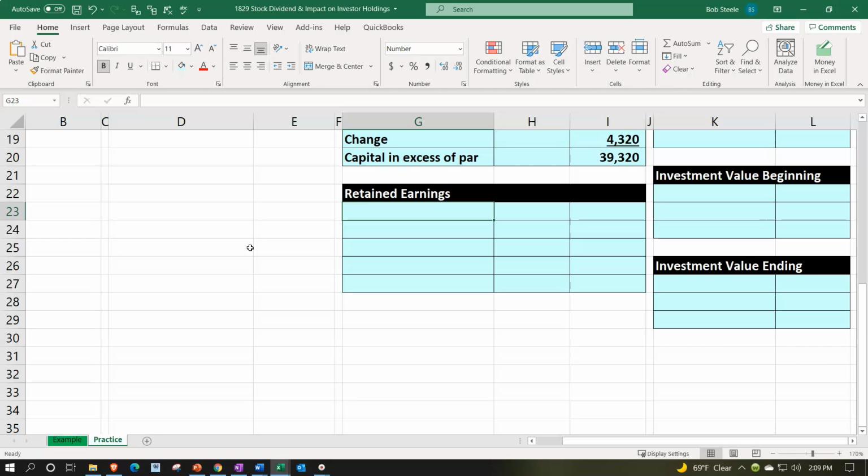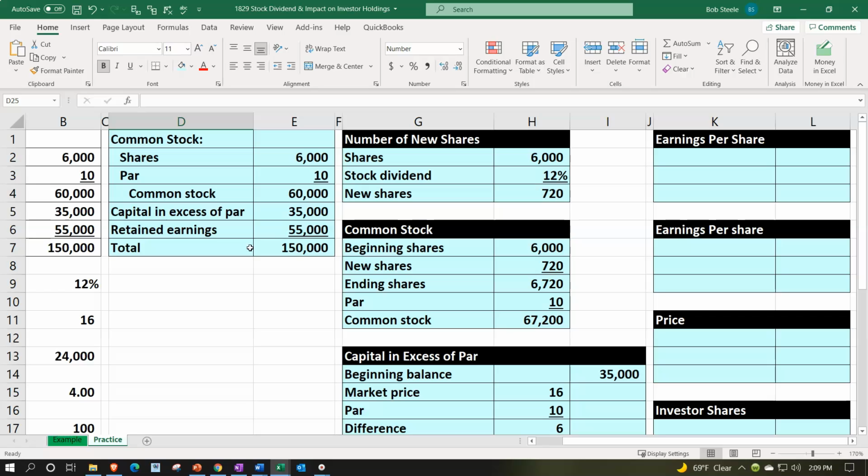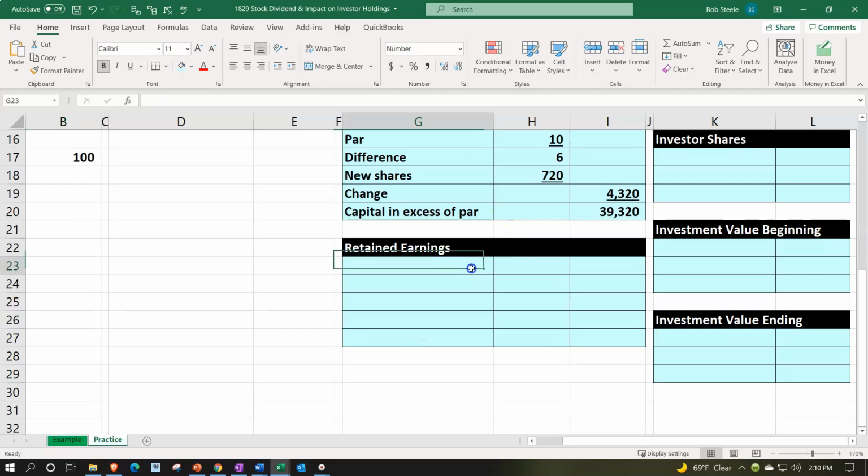So now we're going to do the retained earnings. So the retained earnings is the other side. Retained earnings represents the earnings that have not been distributed out. This is going to be for the full $16 times the 720, which is going to even us out here once we get done with this one. So what happens with it?